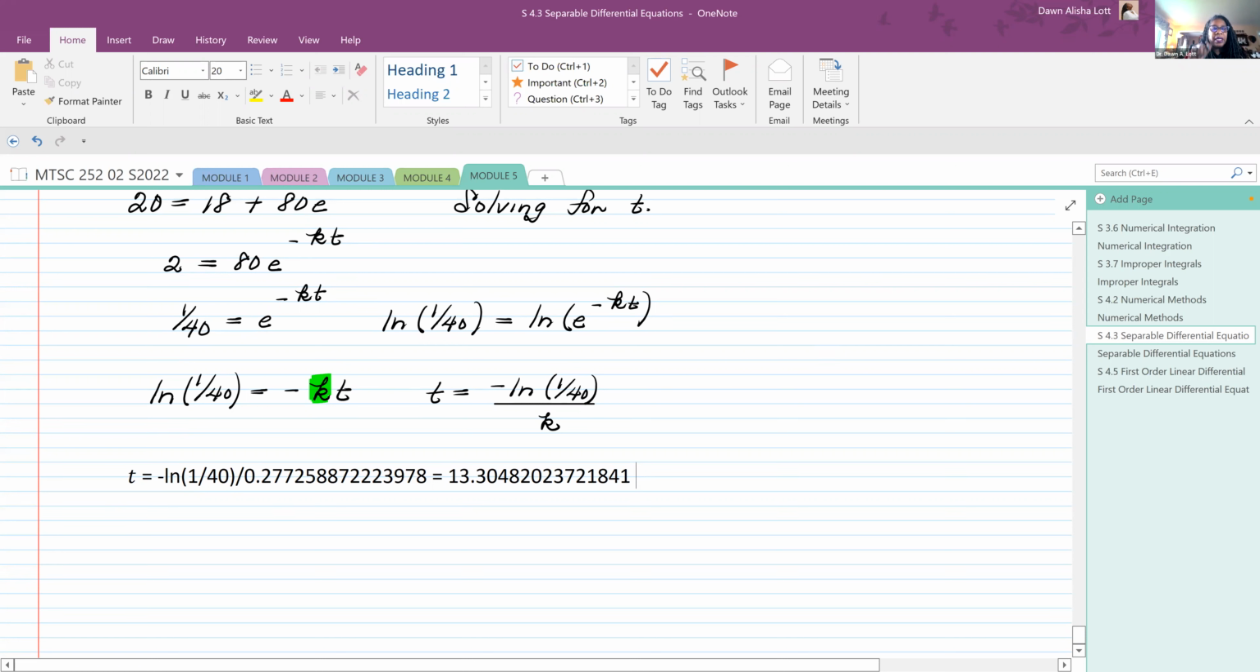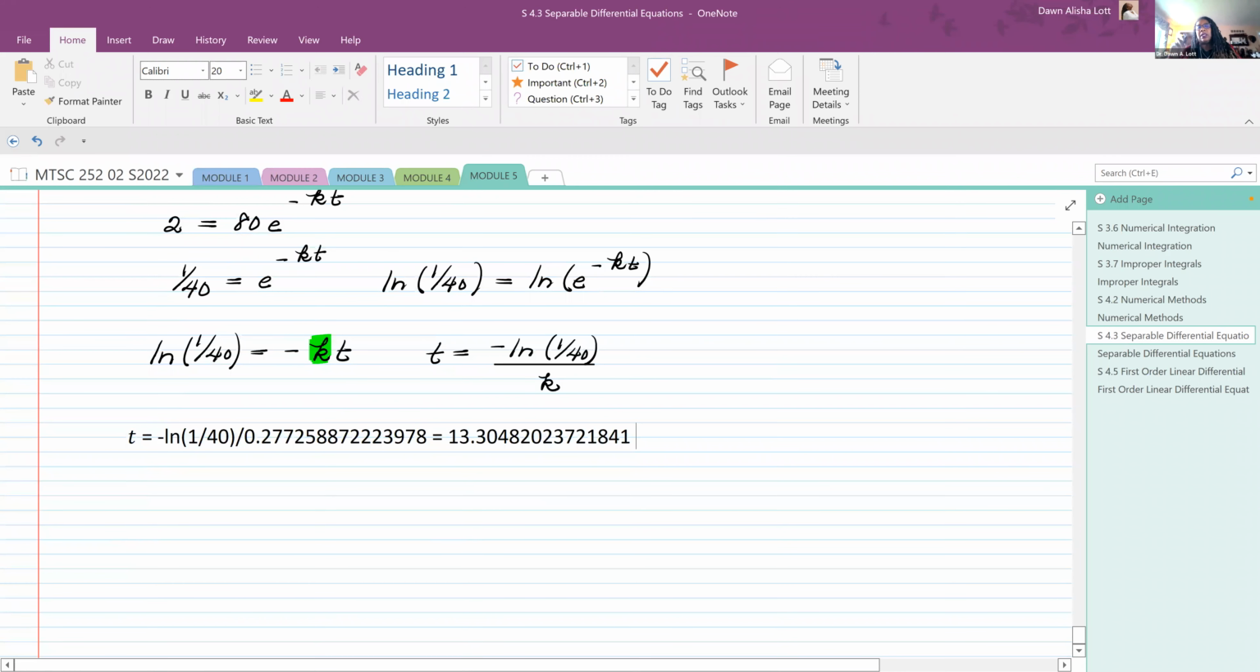So we've already waited 5 minutes for it to become 38 degrees. So we need to wait an additional 13.3 minus 5, which is approximately for us 8.3 minutes. Okay, so that's how much longer we have to wait. Okay, any questions about this problem?